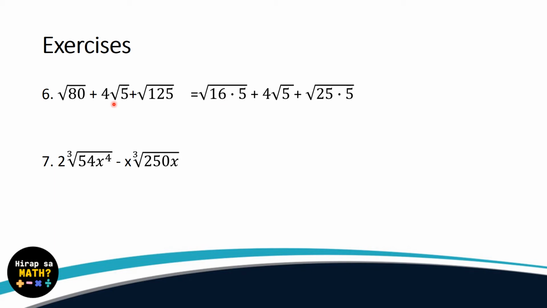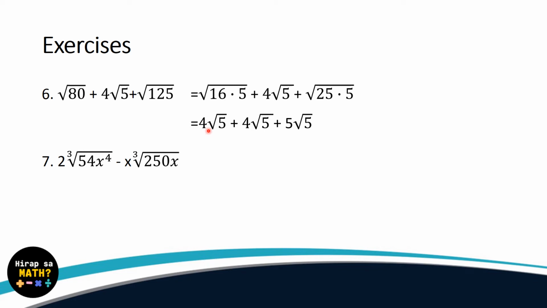And then next, 4 square root of 5, wala nang way. So, copy na lang natin. And then, square root of 125. So, pag bibiakin natin, that's 25 times 5. So, 16, meron siyang square root. So, that's 4 square root of 5.